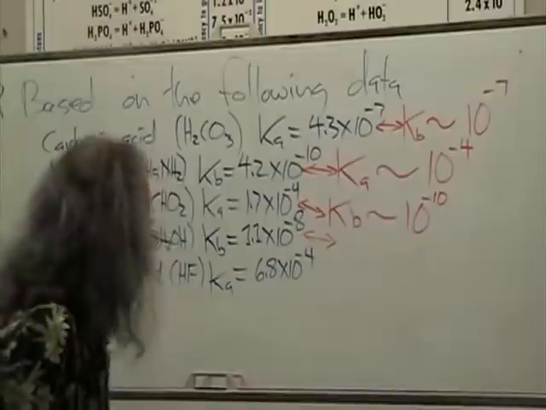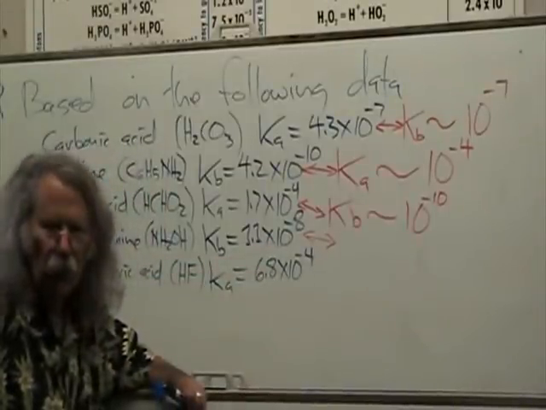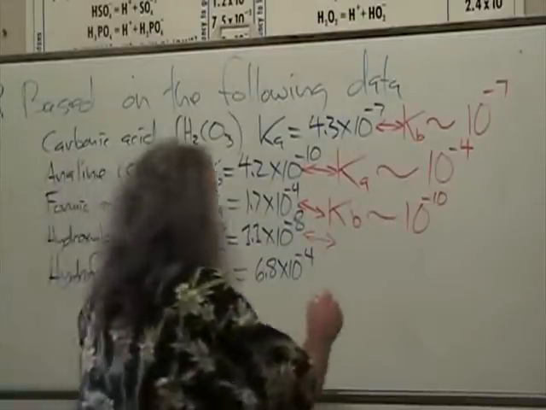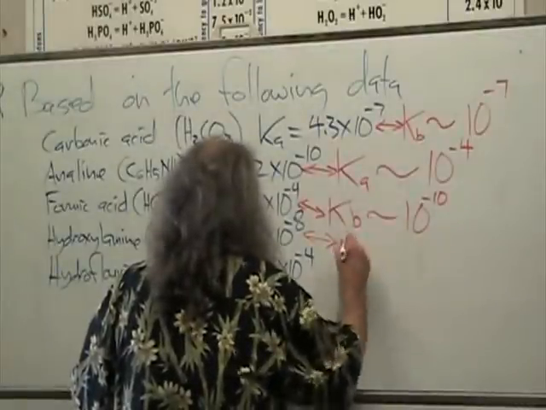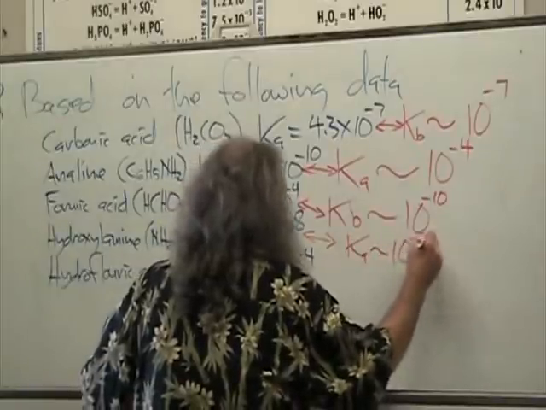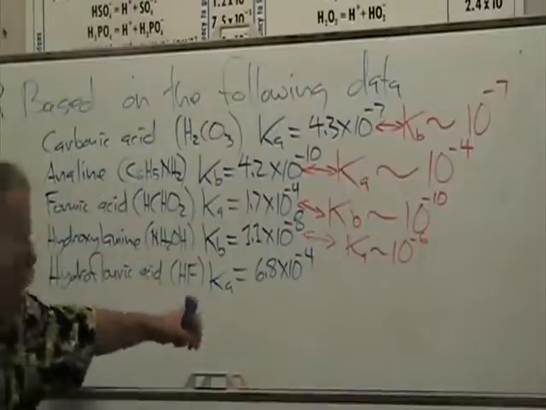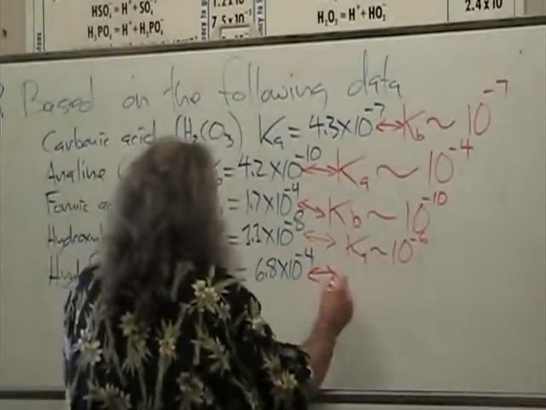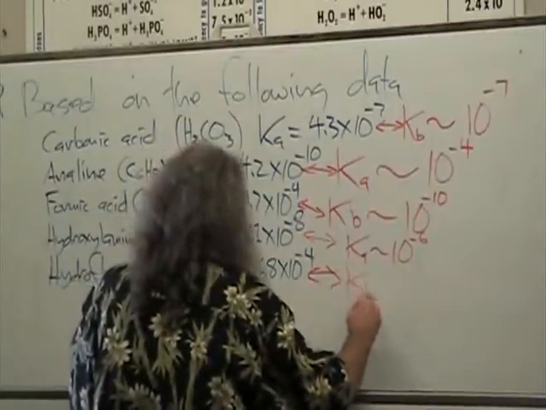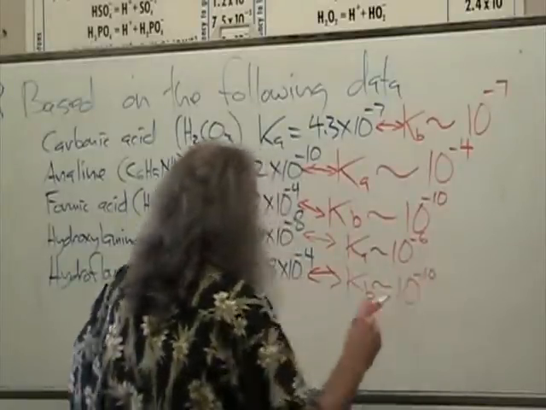And so, 10 to the minus 8. 10 to the minus 14 divided by 10 to the minus 8 is what? 6. KA is around 10 to the minus 6. And now 10 to the minus 4, we've already got another one with that. We know that therefore KB is around 10 to the minus 10.